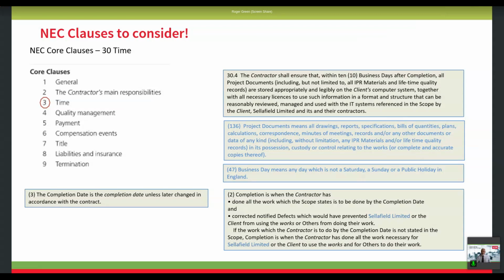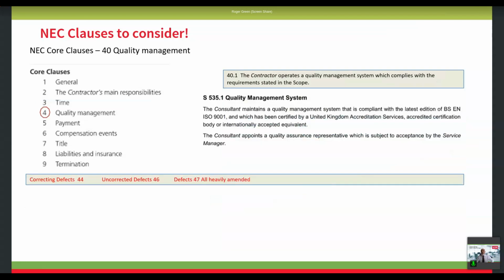And then project documents, you can see up here, it's talking about all project documents. Project documents is a defined term at 136, which means all drawings, etc. So in terms of time, what is the important thing? Well, the important thing is around the completion date, and the completion is actually described as well. So they give you a date and they describe the services that are to be done as part of it.